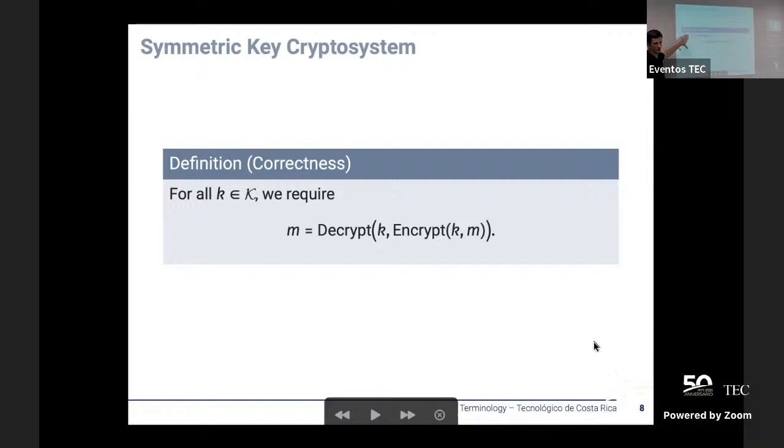So this is just to get you a bit used to how these definitions are made. Of course, one important property that we want for an encryption scheme is that if we encrypt something, we get a ciphertext. If we then use the right key to decrypt it, we want to recover the original message. We don't want to get some weird other message. So that's basically what we define here. For all keys that we can choose, if we encrypt something, we get a ciphertext, then we decrypt it with the same key, and we get back exactly the same message. Because it's symmetric encryption, you use the same key.